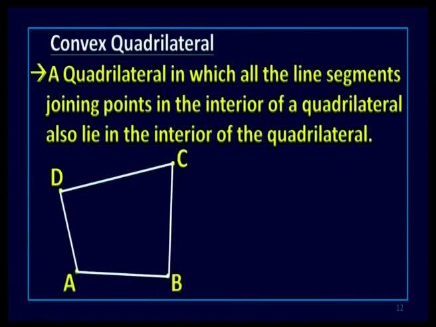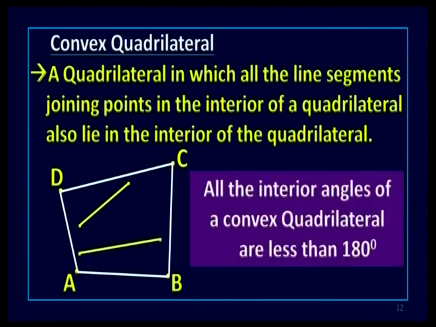Children, here I am taking ABCD quadrilateral and I am taking 2 points, I am joining them. Children, what are you observing here? The points which lie on this line segment belong to the interior of the quadrilateral. I am taking another 2 points. Yes, I am joining them, and these points also lie in the interior of the quadrilateral.